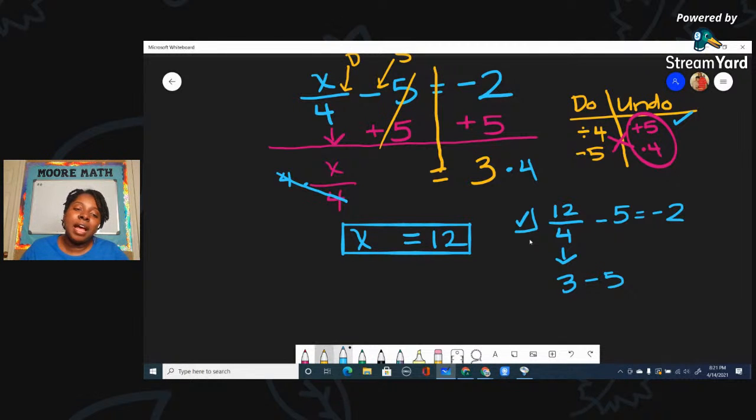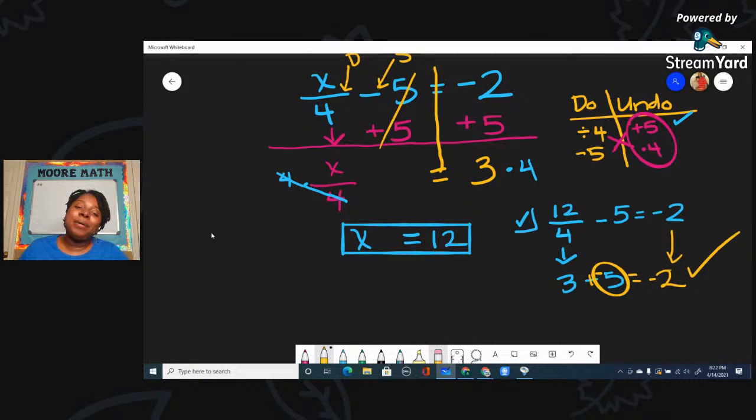Is 3 minus 5 negative 2? When I subtract a number, I'm really adding the opposite. So subtracting 5 or adding negative 5 is actually the exact same thing. So 3 plus negative 5: 5 minus 3 is 2, and negative 5 has the greatest absolute value. It's further from 0, so it's going to pull it in the negative direction. It is negative 2, which we wanted. So our answer is correct.